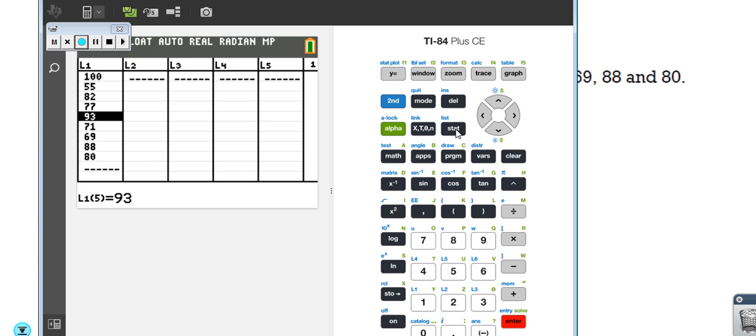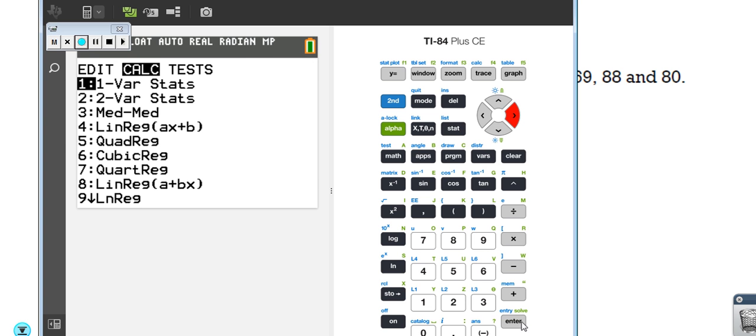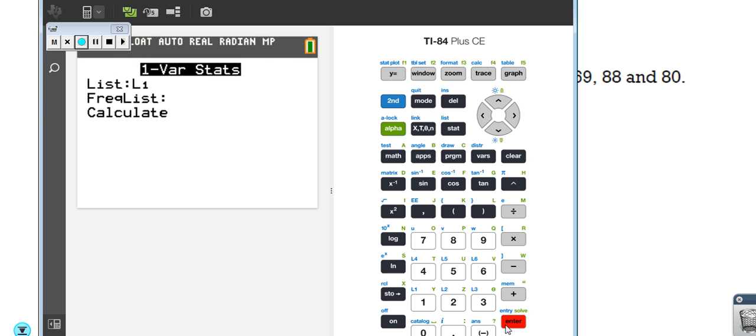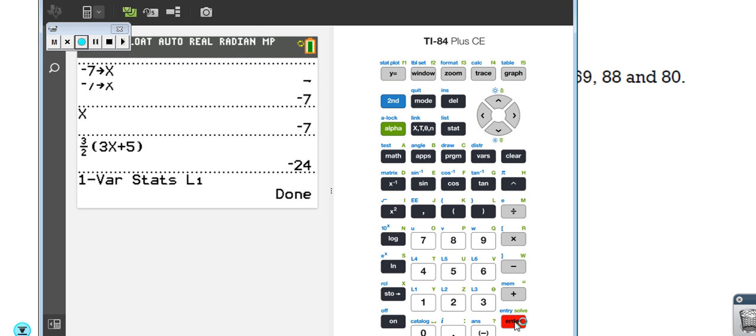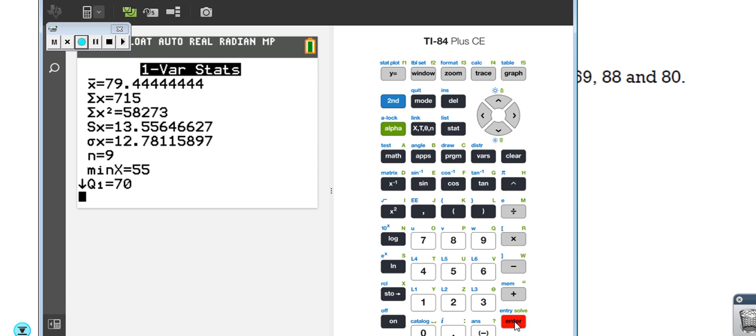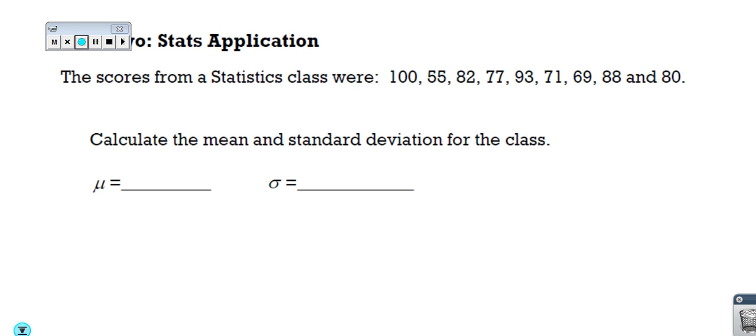So again, hit Stat. I want to go over to calculate one variable statistics. Hit Enter a bunch of times. And we are looking for the mean and the standard deviation. So it looks like the mean is about 79. The standard deviation we can round to 13. So 79 for our mean, 13 for our standard deviation.